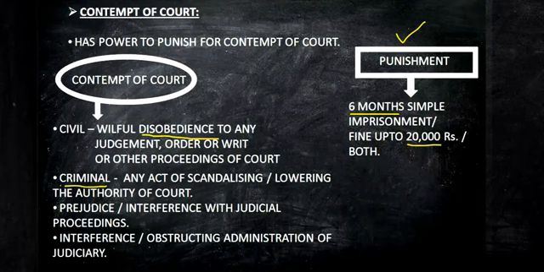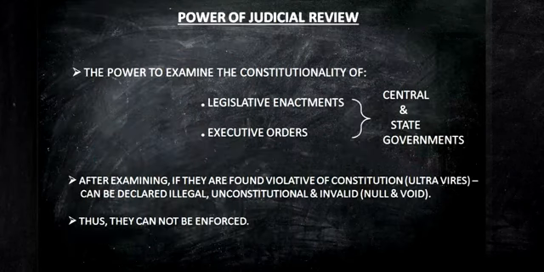But if you are too unlucky, the worst fellow, then what will happen? You will be imposed a 20,000 rupees fine, as well as put in jail for 6 months. Okay, so such is the punishment regarding contempt of court. So let's move on to the next power of the Supreme Court.